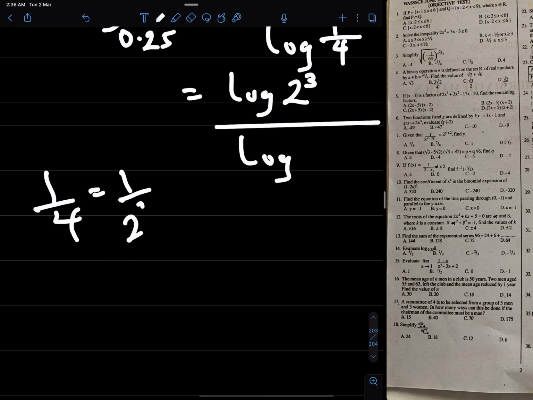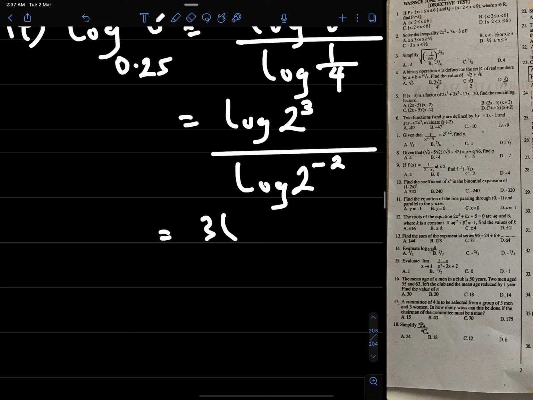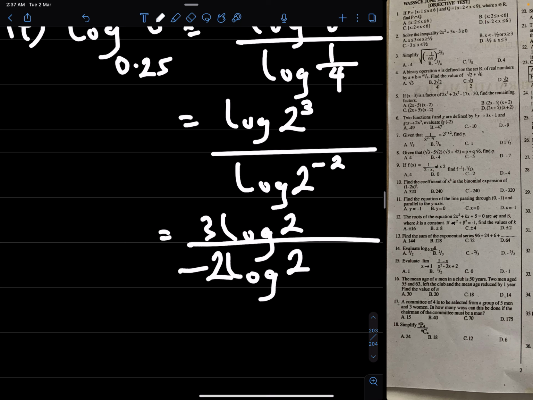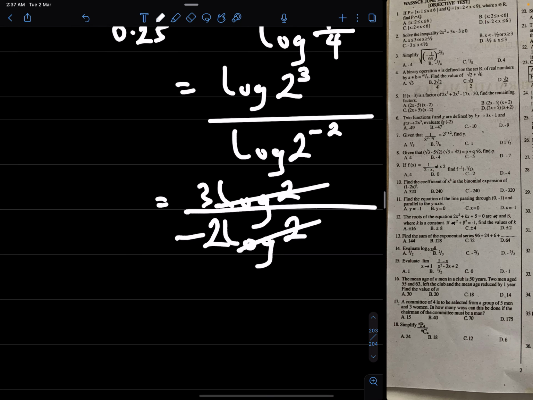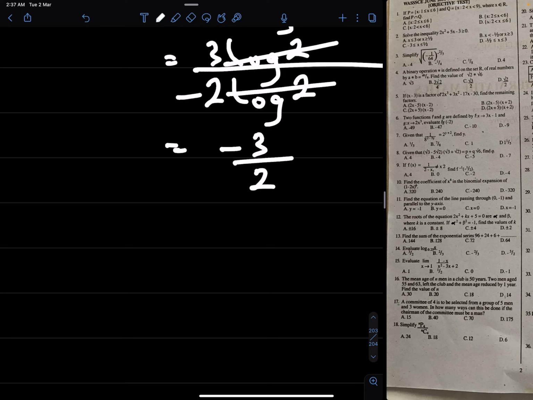So that's what I'm going to write here. That's log 2 raised to power minus 2, and then the next line will be 3 log 2 over minus 2 log 2. So log 2 cancels log 2. I need to write that well. Log 2 cancels log 2, and the answer is 3 over minus 2, which is the same as minus 3 over 2. That's option D.